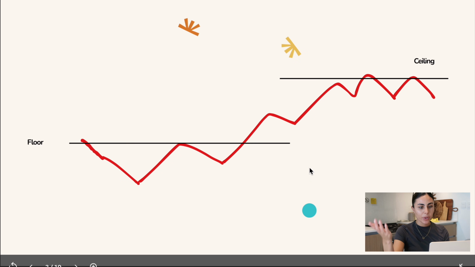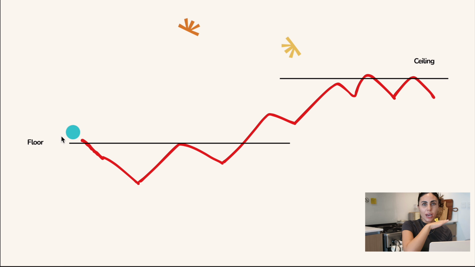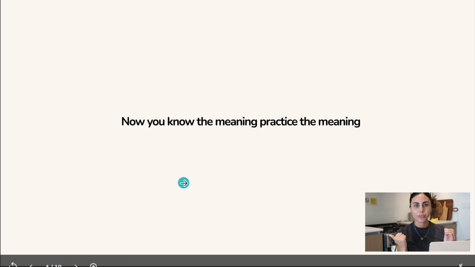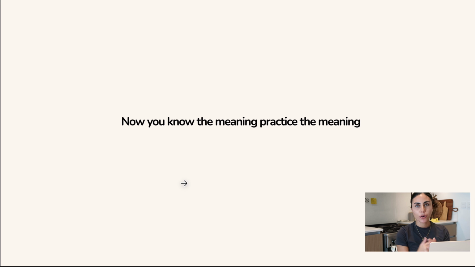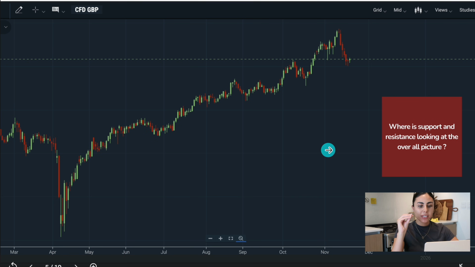So, like we mentioned, resistance is the ceiling trying to push everything down, and support is the floor trying to push the price up. You can think of it like a bouncy spring. So now you know the meaning of support and resistance. Let's practice the meaning before we actually figure out how to find support and resistance.